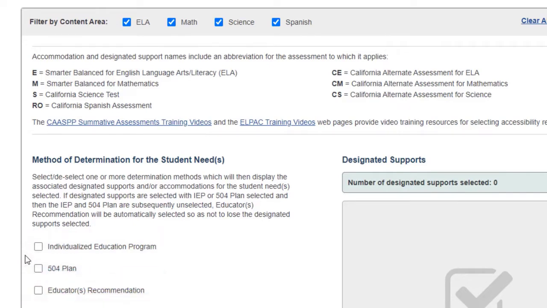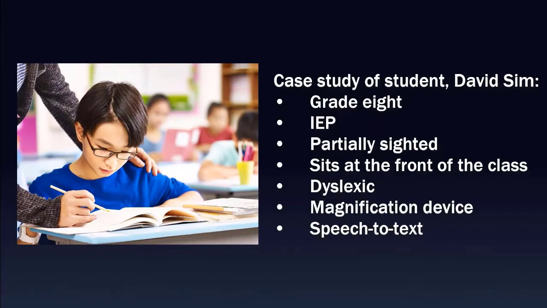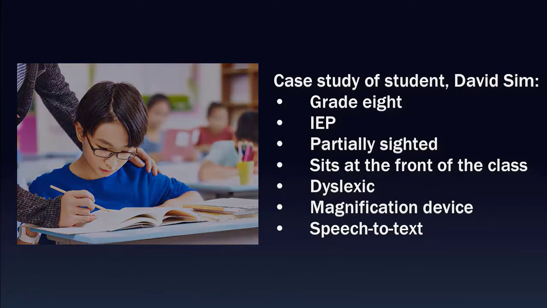Next, we will select the specific student needs to view their associated accessibility resources. In this example, we will use the case study of a fictitious student, David Sim. David is in grade 8 and has an IEP. He has a visual impairment that requires him to sit at the front of the class. He also has dyslexia. He uses a magnification or monocular device. David also uses speech-to-text to help him process information during instruction.